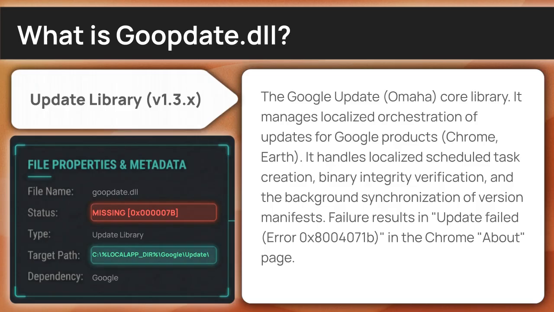Failure results in update failed, error 008004071B in the Chrome About page. Now that we've covered what the file does, let's jump into our first fix.